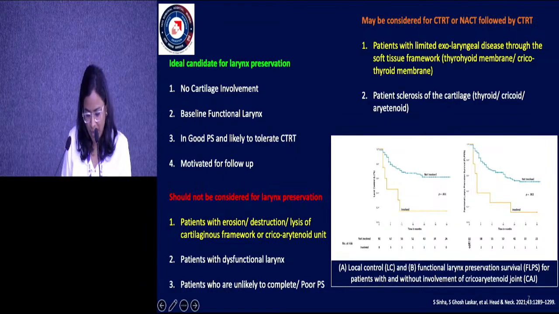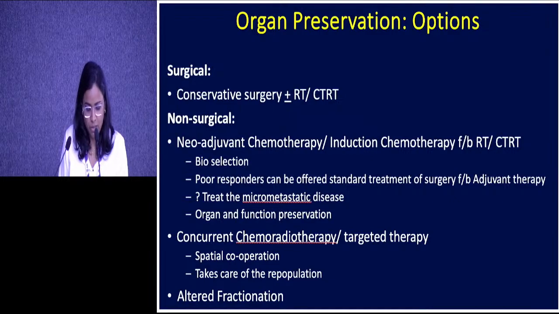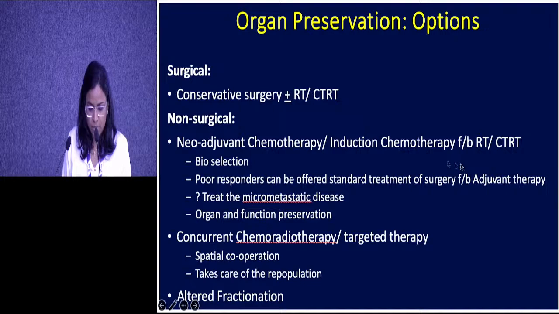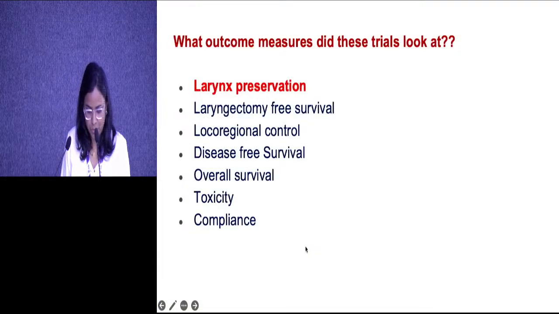This basically is a slide which shows data from our center, where they looked at patients with limited extralaryngeal disease and the benefits that they got in the local control, in patients without and with cartilaginous involvement. So like we discussed, in patients where we can preserve the organ, surgical I will not discuss, they are in earlier stage disease. It's generally in the T3 plus and node positive disease where we look at either CTRT or induction chemotherapy followed by radiotherapy, and also concurrent chemoradiotherapy is another standard of care that is used.